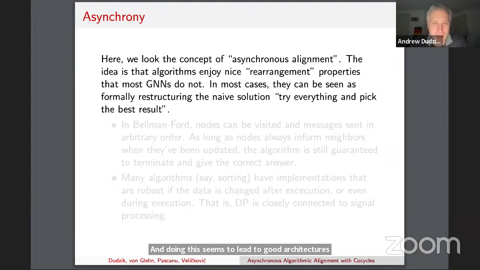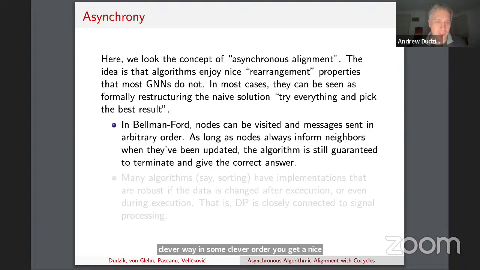The next thing I'll talk about is what we mean by asynchrony. In the first place, the idea is that in the real world, dynamic programming algorithms are very dynamic, and they enjoy rearrangement properties. In fact, you can think of any dynamic programming algorithm as being a rearrangement of a naive solution. The naive solution is slow, but by doing it in some clever way, in some clever order, you get a nice algorithm out.